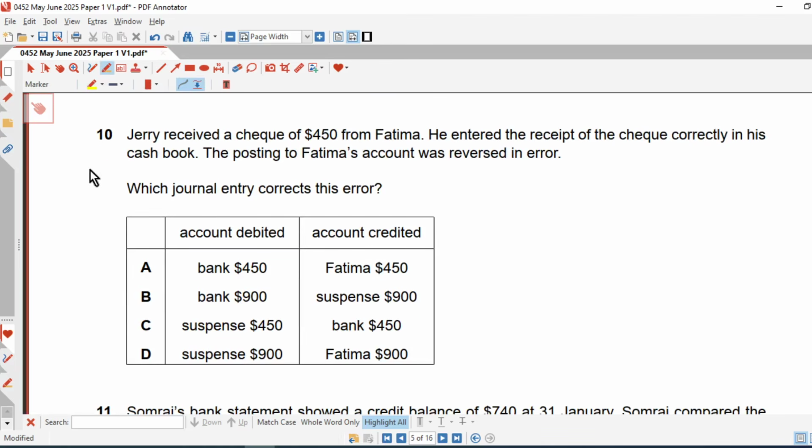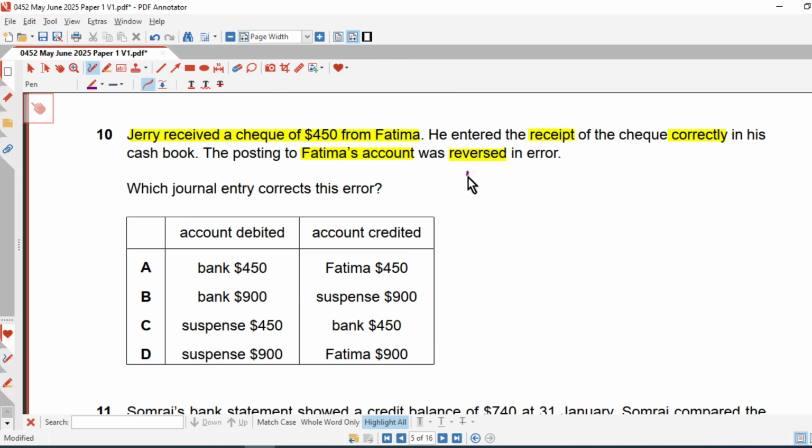Question 10. Jerry received a check of 450 from Fatima. He entered the receipt of the check correctly in his cash book. The posting to Fatima's account was reversed in error. So which journal entry corrects this error? Correction of error, 3 steps, right?